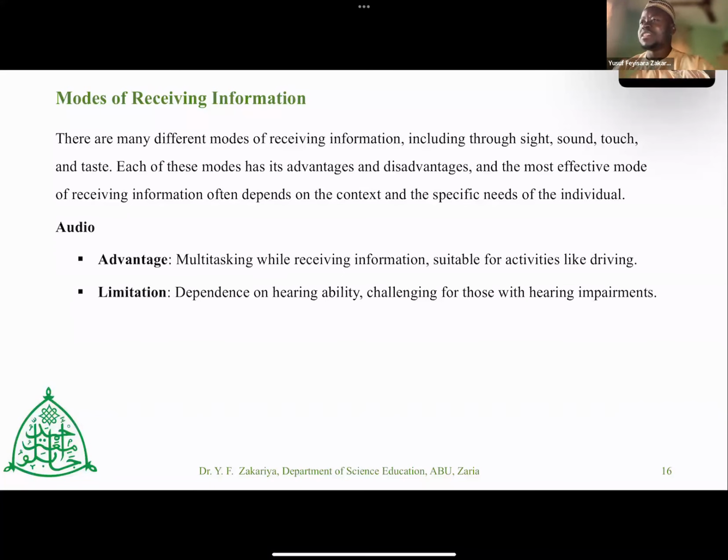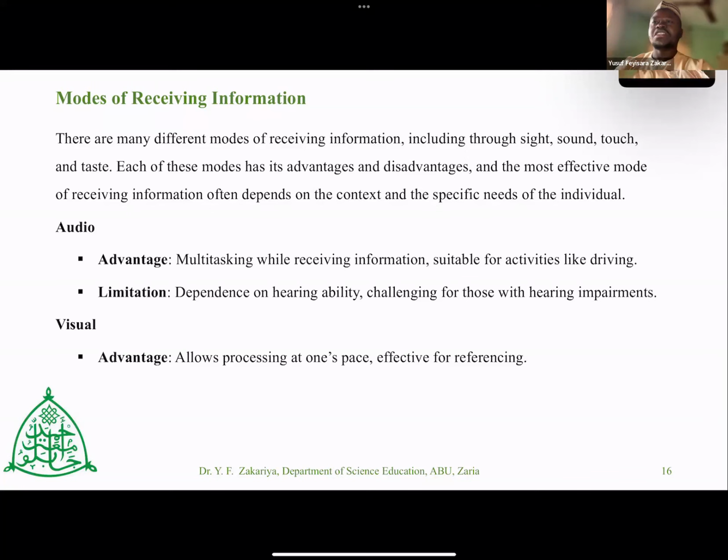They also have the visual means through which you need to see that thing, like you see the screen or you see the lecturer speak. All right. So the advantage is that this one allows processing at one phase, effective for referencing. It allows you to say, okay, this is what he's talking about. You see, some people will say a picture is worth more than 1,000 words. If you speak all the grammar and there is no picture, you may still not get it. But as soon as you see the picture, you can relate. Oh, this is what he's talking about.